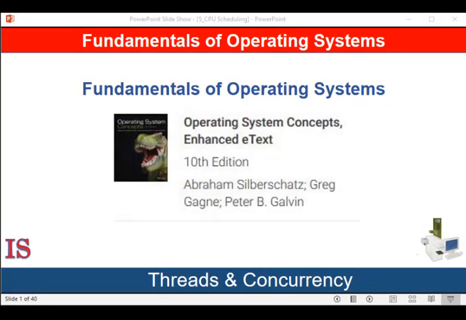Welcome to our course, Fundamentals of Operating Systems, based on the textbook Operating System Concepts, 10th edition, by Abraham Silberschatz, Greg Gagne, and Peter Galvin, published by Wiley Publishing. In the last lesson, we discussed asymmetric and symmetric multiprocessing. In this lesson, we are going to start to explore multi-core processors and multi-threaded multi-core processing. So let's get started.